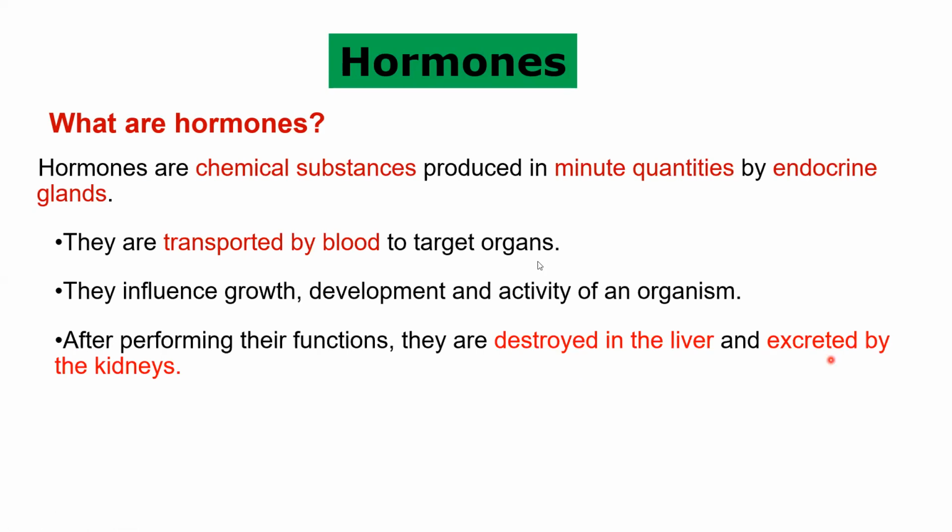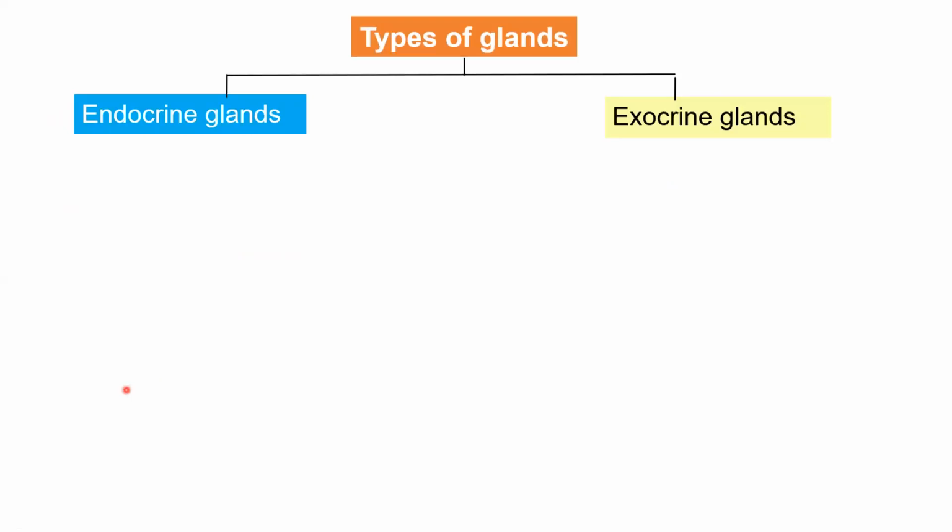So the point you have to remember is that hormones are produced in low, minute quantities. They are transported by the blood. They will be destroyed in the liver and excreted by the kidney. There are two types of glands, endocrine glands and exocrine glands.